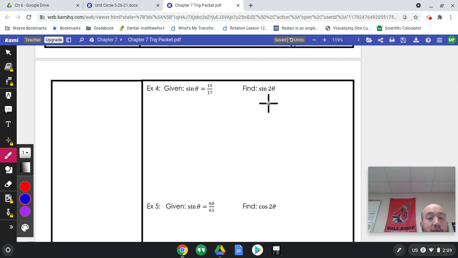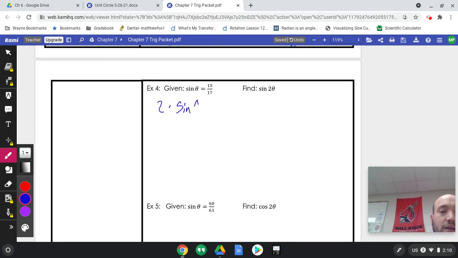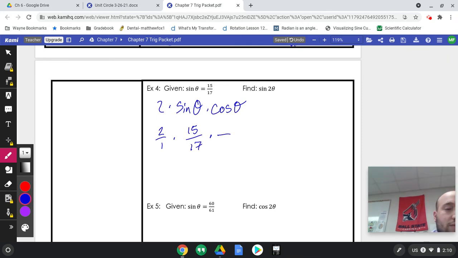Once again, we're doing the same thing, finding sine of 2 theta, except this time they gave us sine. Okay, it's the same approach. Still going to be 2 times sine theta times cosine theta. So I already have this first part, 2 over 1 times 15 over 17 times, what? So we draw our triangle. We know this is 17. Opposite is 15. I need to figure out what that is.